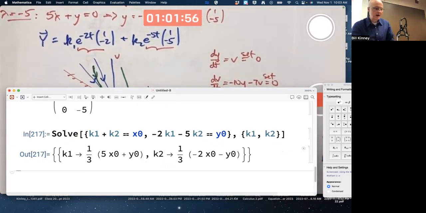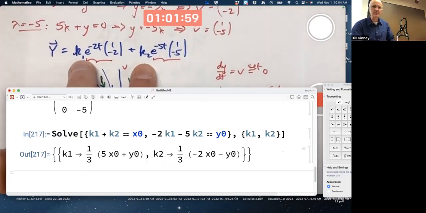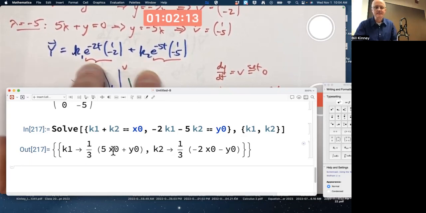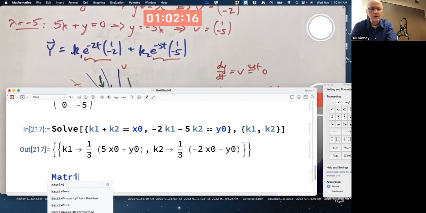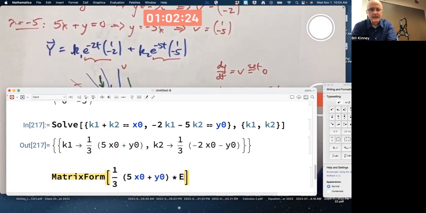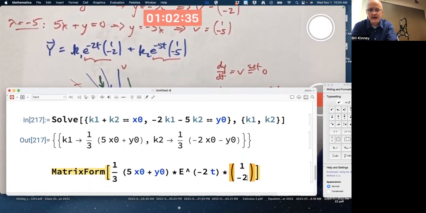If I now go back and take these things and plug them in here and here, and combine everything into one vector, it should be the same thing I'll get if I take the matrix exponential, e to the tA, and multiply it times that arbitrary initial condition. Let's see if that happens. So matrix form, I want the answer to look like a matrix to make it look simpler. k1 is this, so I'll just copy and paste that thing, times e to the negative 2t times the column vector 1, negative 2. I can use a star here because I'm not multiplying matrices. I'm multiplying a scalar times a vector.